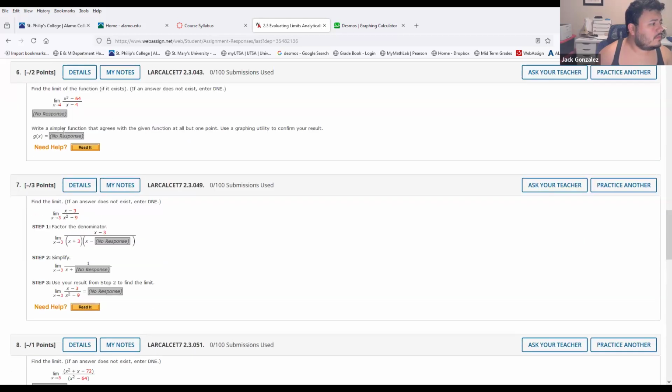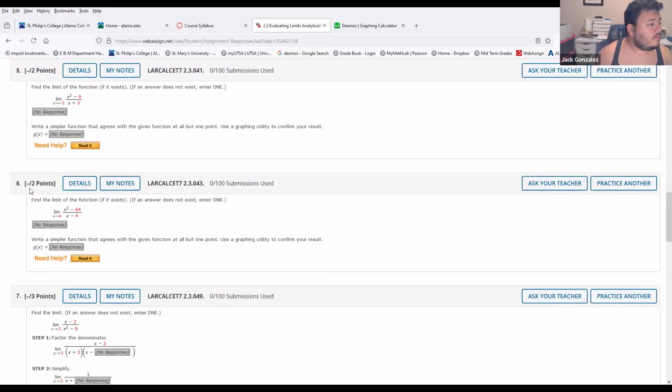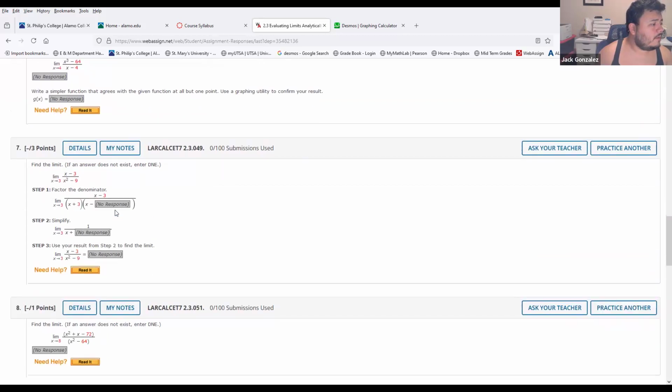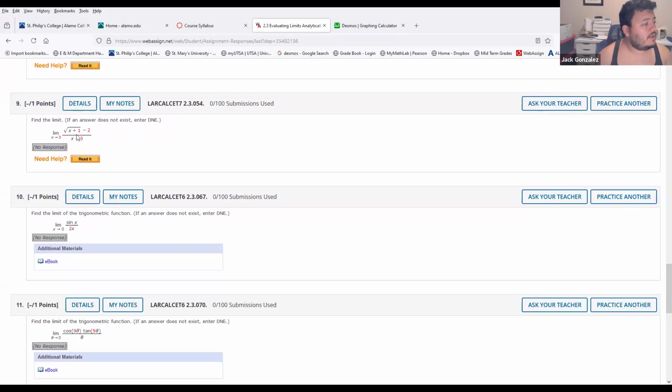Okay, so we just did number 5. Number 6 is the same thing, but they're doing a sum of cubes formula. In number 7, they're forcing you to break it down like we just did on paper, except they make you do it step by step by step. Righty. Number 9 is a different technique. So let's do that one.